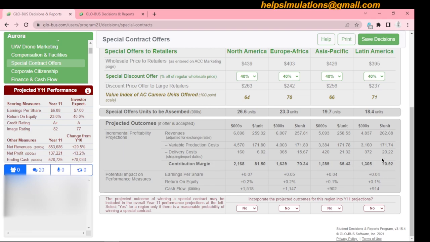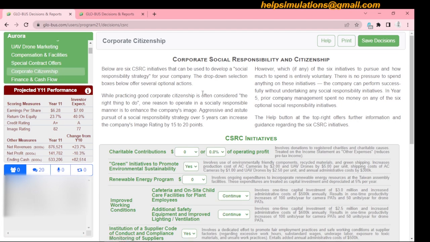So I don't think I'll make any change, so I'll leave them that way, because the contribution margin is positive. If it was negative, that would be an indication that you are making losses, so you don't have to initiate them. If I want to incorporate these decisions into my projected performance, I just click yes in all the segments, and I can do this, no problem. So I'll click yes, then I'll go to corporate citizenship.